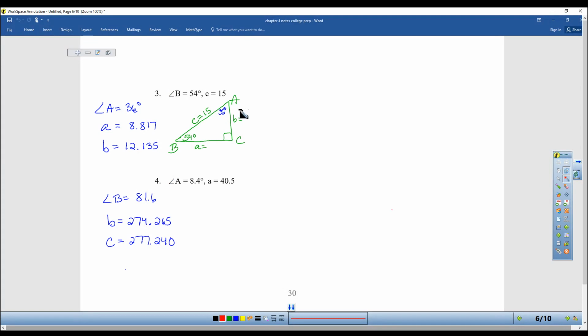So my first step would be to say, well, if I want to find A, what's the relationship between A and C? Given 54, adjacent and hypotenuse. So that makes me want to use cosine. So cosine of 54 degrees is equal to adjacent A over 15. And therefore A, clearing the fraction on both sides, making sure your calculator's in degrees, is going to come out to be 8.817.